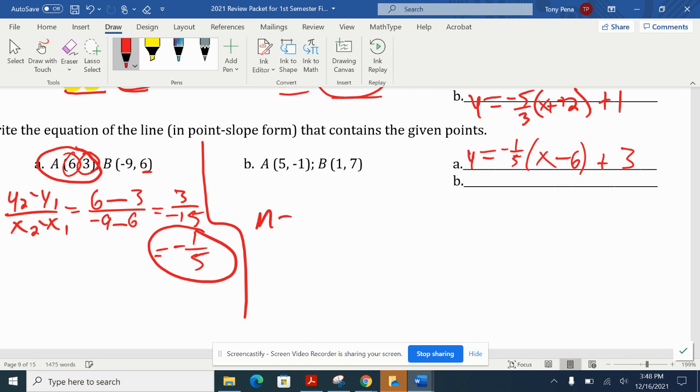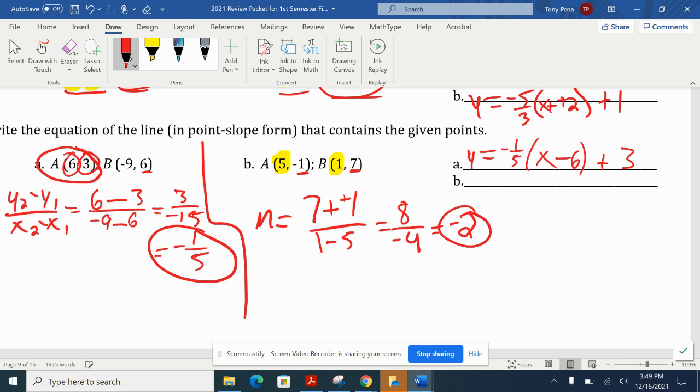Now for the next one, my slope, I'm going to do y minus y. So I'm doing 7 minus the -1. My denominator, I subtract my x's. So I'm going to do 1 minus 5. We get this little double negative that's fairly common. So you're going to get an 8 there. You're going to get a -4 here. So the slope of that line is going to be a -2.